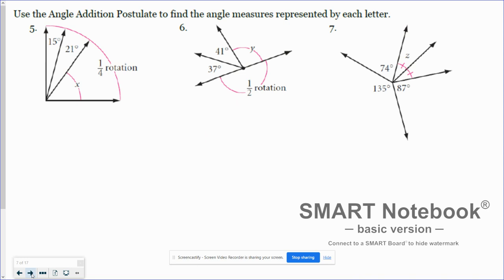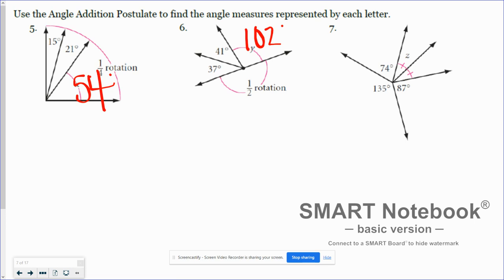Use the angle addition postulate to find the angle measures represented by each letter. So we want to find x in number 5. Now they say that this is 1/4 of a rotation, so that's 90 degrees. If I subtract 15 and 21, I'll get the measure of my missing angle. So this angle is 54 degrees. In number 6, we want to find y, and we're working with a half rotation. A half rotation would be 180 degrees. So if I subtract 41 and 37 from 180, I'll get the measure of angle y, which is 102.